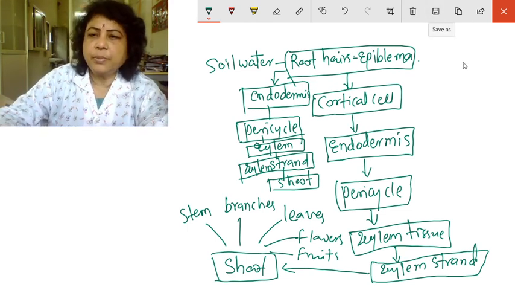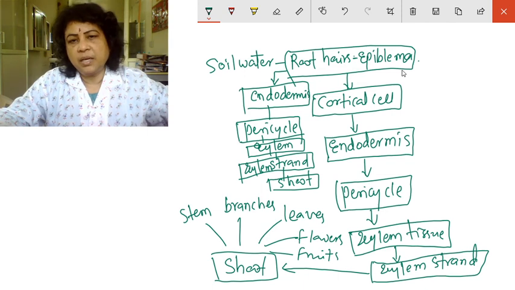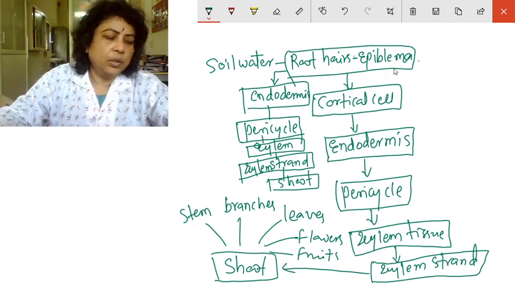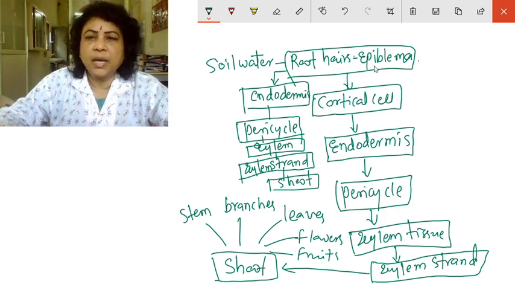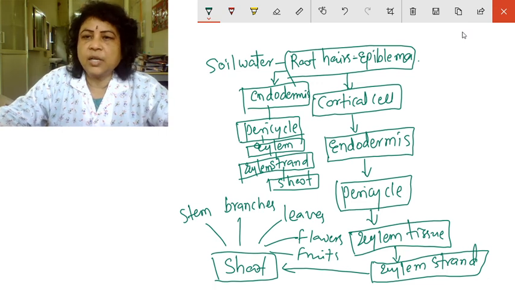So, what is meant by the ascent of sap? It is the upliftment of water and minerals through the xylem, from the root to the shoot of the plant, against gravity. That is known as the ascent of sap.